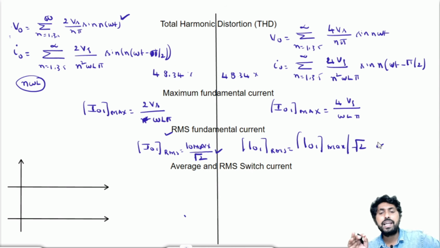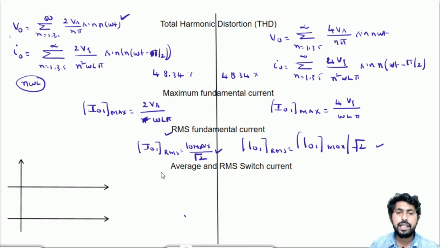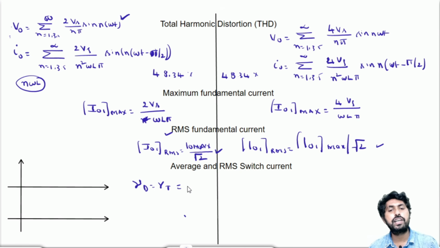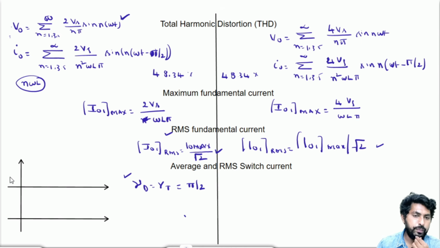So let us find the average and RMS value of the switching current. Here in this case, the conduction period of the diode is the same as the conduction period of the thyristor, so each device will conduct for a period of pi by 2, that is T by 4. Now let us draw the IT waveform, the switch current waveform.